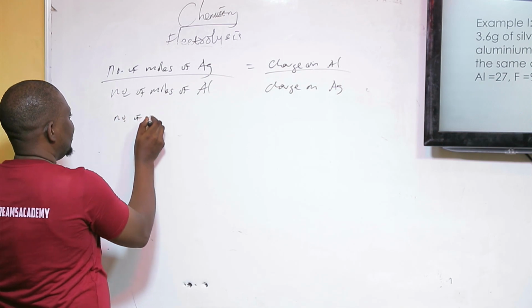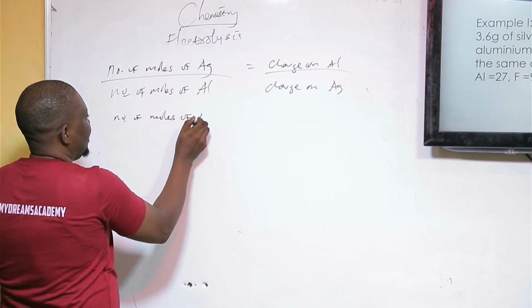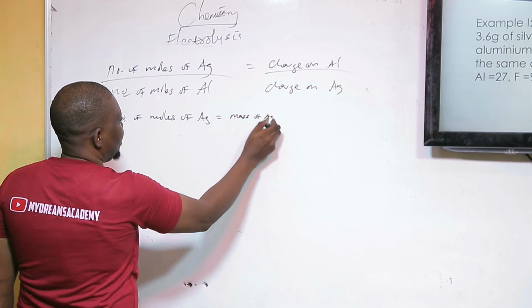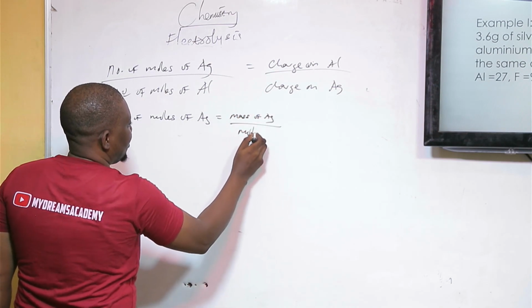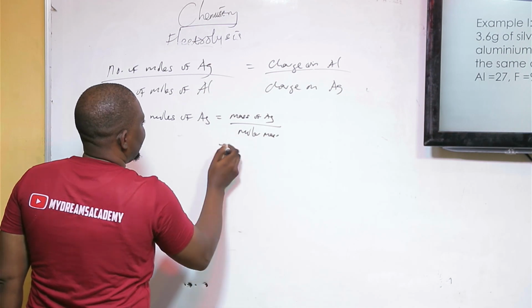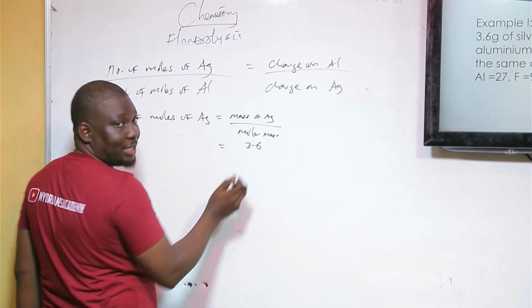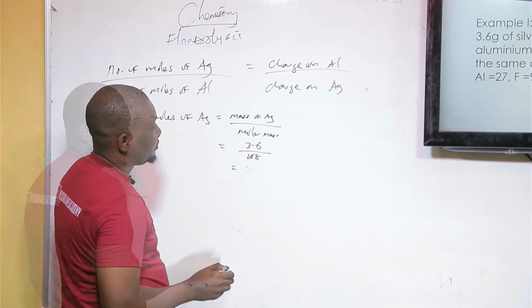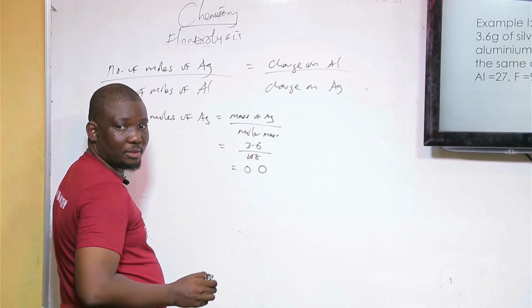Number of moles of Ag is equal to what? Mass of Ag over molar mass. So the mass is 3.6, I think, upon 108. What's my answer here? 0.03.